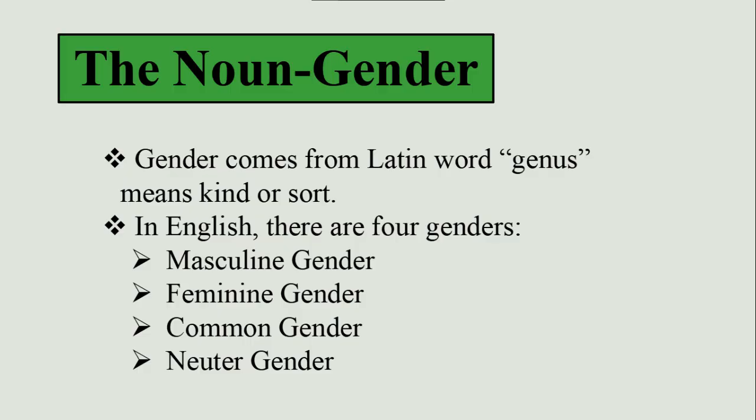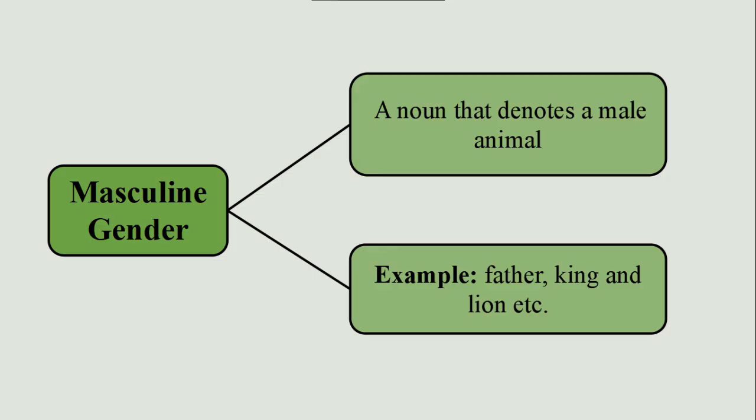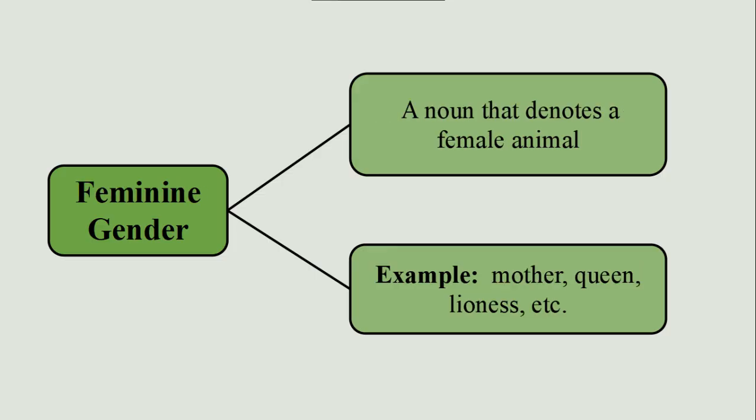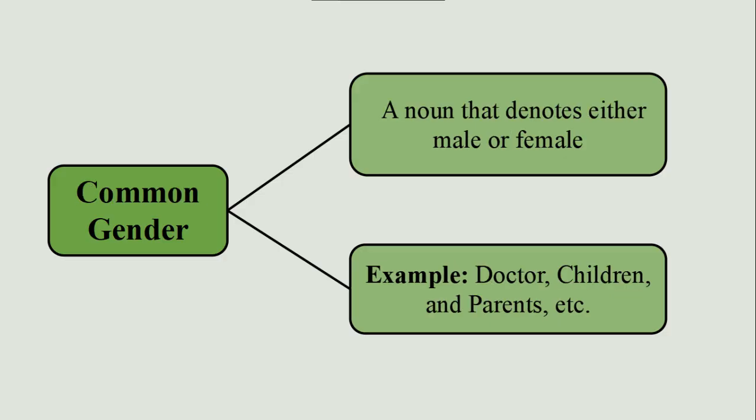bit different. Right. Our source material points to 4 main grammatical genders in English. First, there's masculine gender, pretty straightforward. Nouns for male animals. Like father, king, lion, easy enough. Then feminine gender, nouns for female animals. Mother, queen, lioness. Again, makes intuitive sense. Next up is common gender. This is for nouns that could be either male or female. Think doctor, children, parent. The word itself doesn't specify.